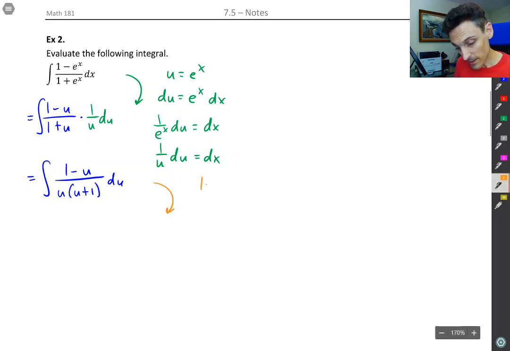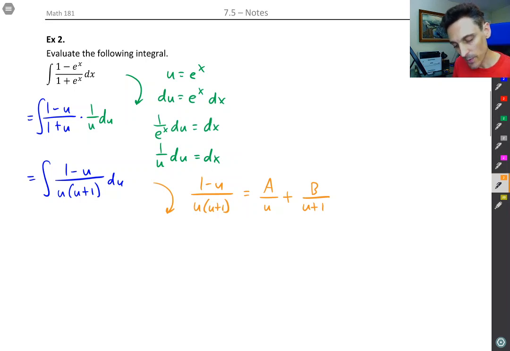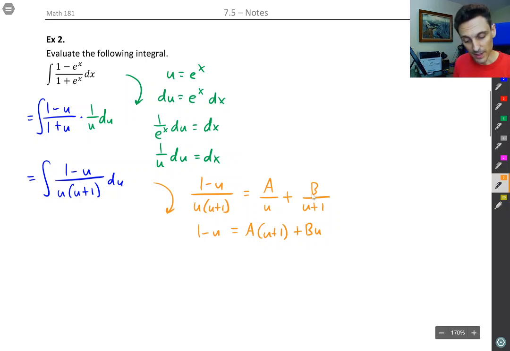So what we're going to do then is break that fraction apart into some smaller pieces using the partial fraction decomposition method. So we're going to have this break down into two fractions, one with a u on the bottom and another with a u plus 1 on the bottom. We'll multiply through by the LCD. We'll get 1 minus u equals a times u plus 1 plus b times u. So here we multiply both sides by u times u plus 1.